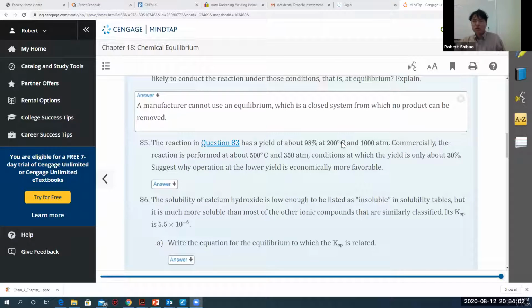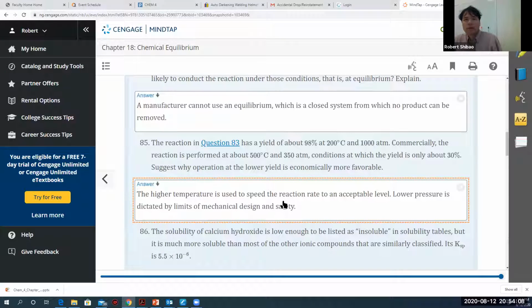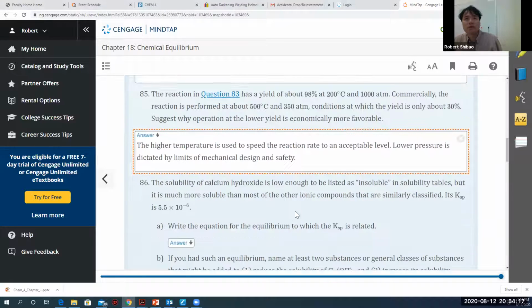So if you get it too cold, then things don't move. And so the higher temperatures are used to speed the reaction rate to an acceptable level. Lower pressure is dictated by limits of mechanical design and safety. All right.